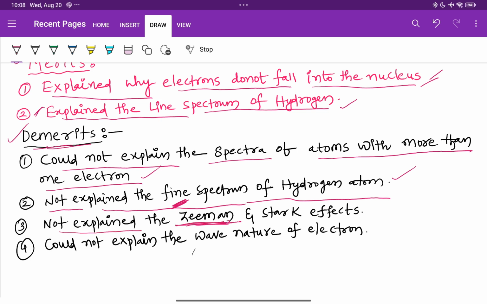So Niels Bohr atomic model did not explain the Zeeman effect, as well as the Stark effect. When you keep the hydrogen spectrum in the presence of an electric field, it can split into finer lines. That is called Stark effect, not explained by Niels Bohr atomic model. And Bohr atomic model could not explain the wave nature of electron.